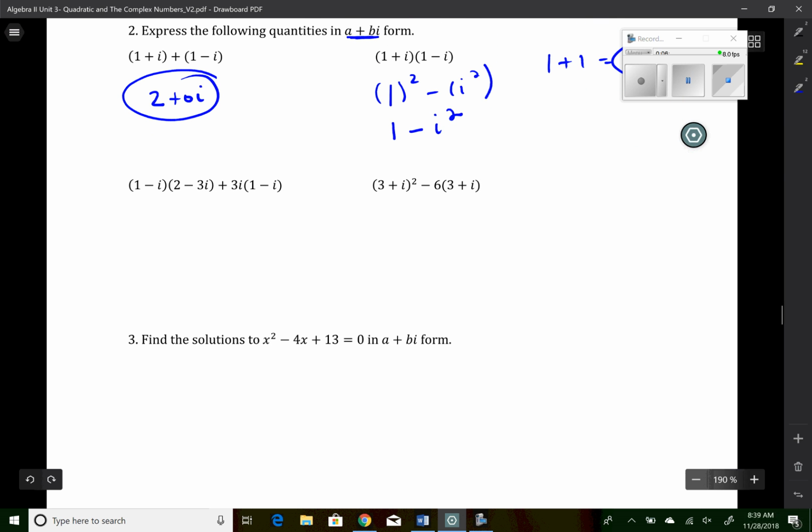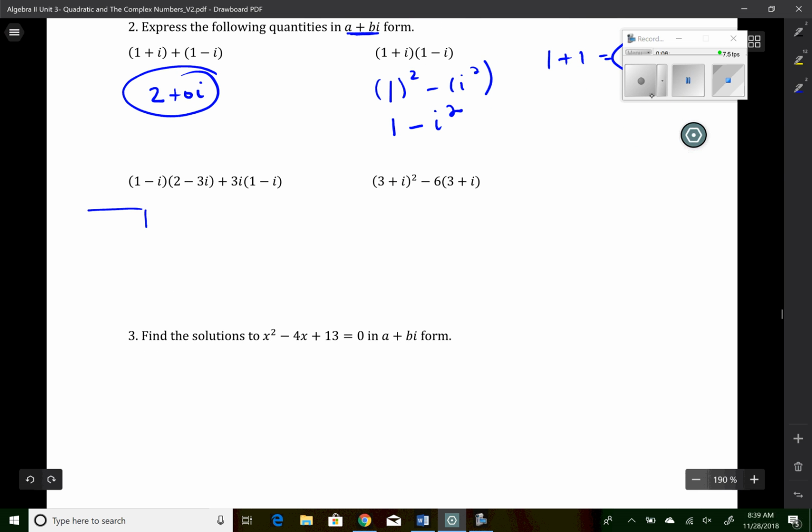For the next one, we have to do some box work here so we can make our multiplication box. So I have 1, negative 1, 2, negative 3. So I have 2, negative 3i. So that would be negative 3i, negative 2i, and positive 3i squared. I'm going to wind up getting then 2 minus 5i.